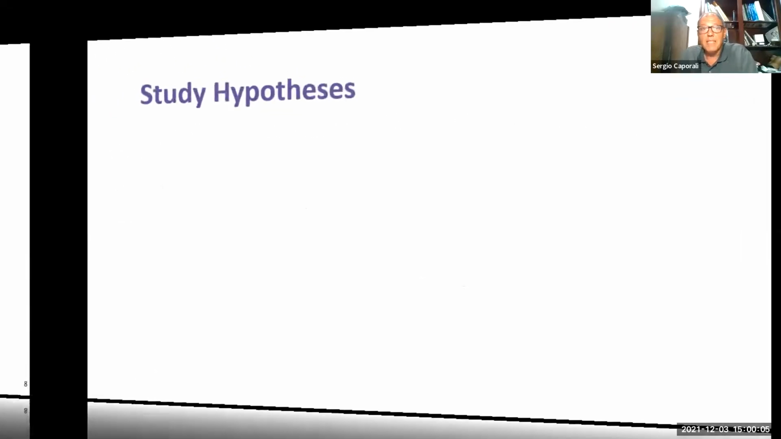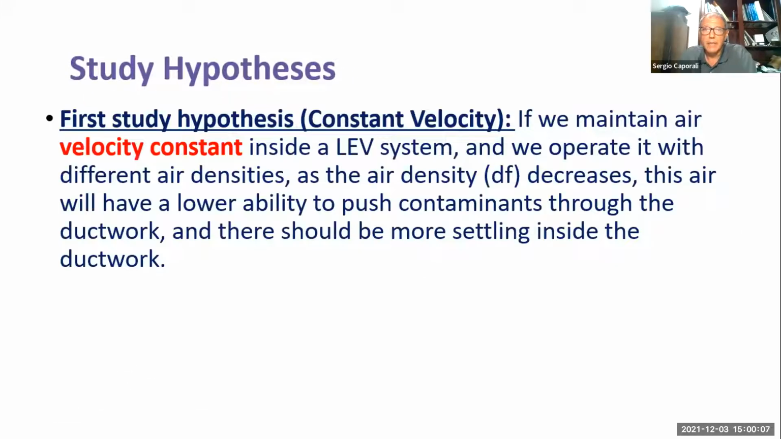So we basically designed a study with two primary hypotheses. The first one: if we maintain velocity constant inside an LEV system and we operate it with different air densities, as the air density decreases, this air will have a lower ability to push contaminants through the ductwork, and there should be more settling inside the ductwork. That's one of the research hypotheses.